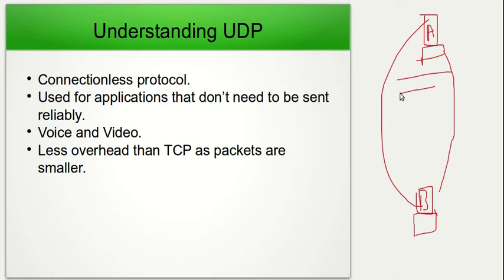With UDP, because it has much fewer features than TCP, the UDP header contains a lot less information, which makes it smaller, which means that data can be transferred between two devices much quicker than with TCP. Remember, with TCP, it takes time to set up the connection. It takes time to resend any lost data. It takes time to acknowledge receipt of data. That all takes time. With UDP, it's different.